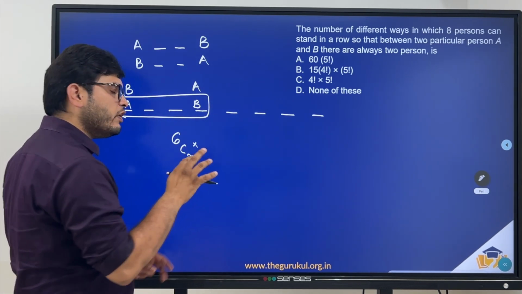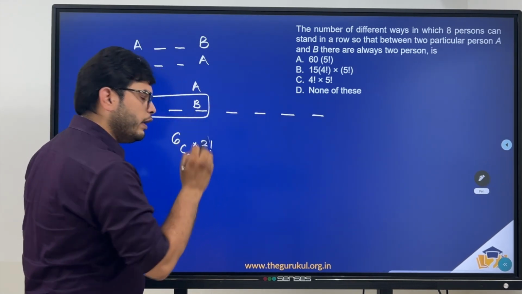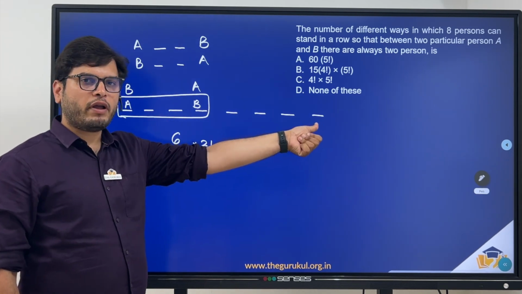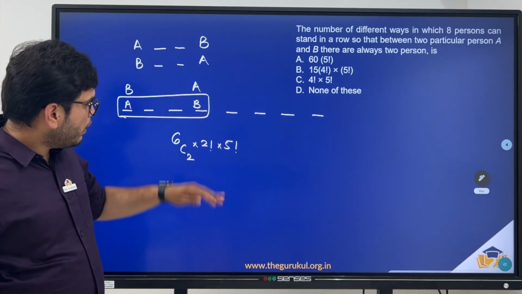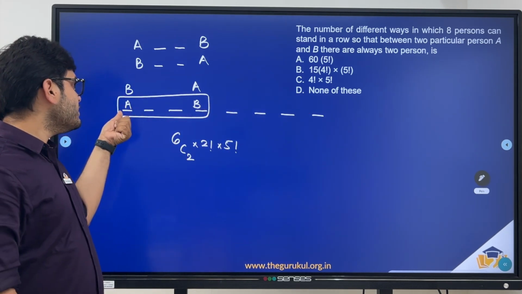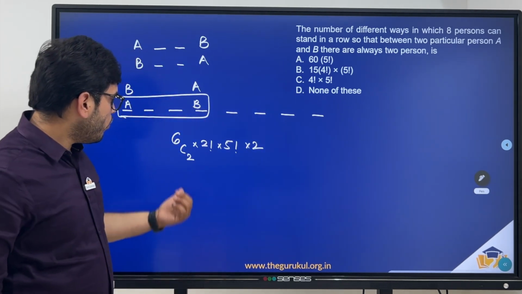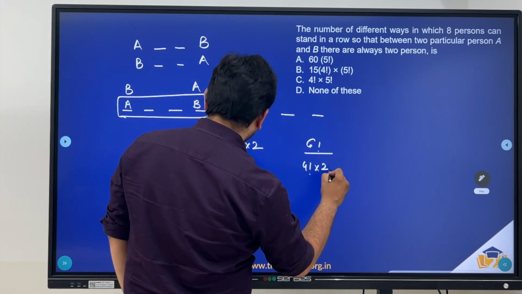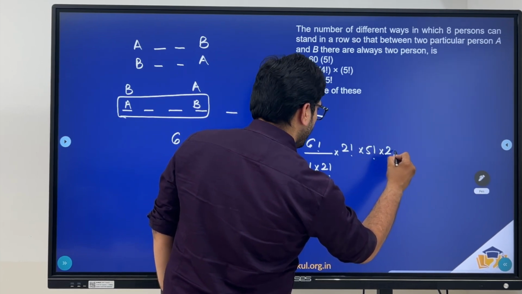Now after selection you also need to arrange them in these 2 places, into 2 factorial. Now we have how many? 1, 2, 3, 4, 5. So they can be arranged in how many ways? 5 factorial. Now this is for BA and 4 places. Similarly, you will have the same number of cases when you have A and B sitting at these 2 places. So into 2. Now what is 6C2? 6 factorial by 4 factorial into 2 factorial, into 2 factorial into 5 factorial into 2 factorial.